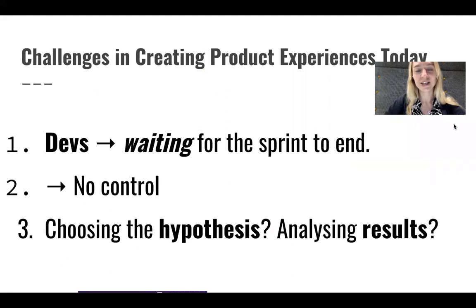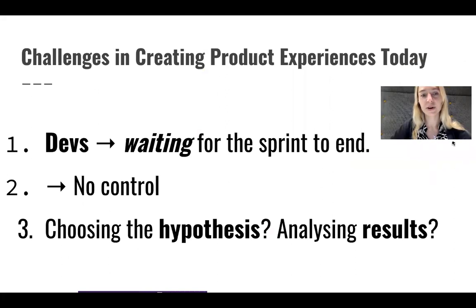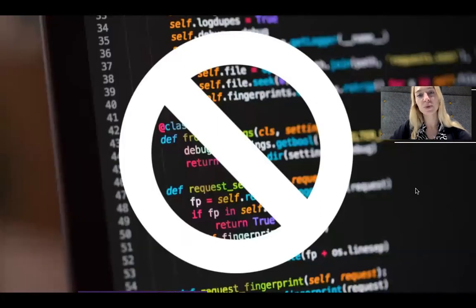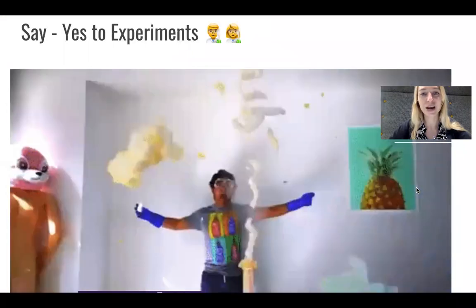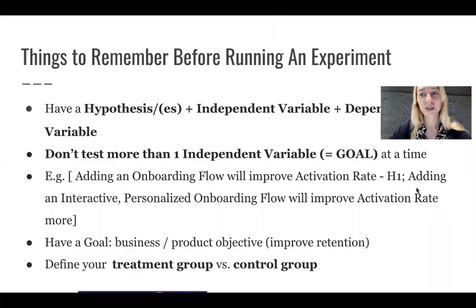Okay, so the challenge in creating product experiments is that usually you have to wait on your developers to finish the sprint, and, as you know, that never happens. So you don't have a lot of control. Another problem is choosing the right hypothesis and analyzing results. Luckily, Userpilot has a solution that allows you to do all this and more without coding. And I'm going to show you how to do this literally in a second.